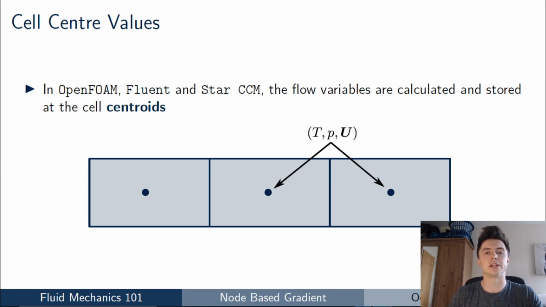So the first thing we need to think about when we're thinking about gradient schemes is a reminder that the majority of mainstream CFD codes, such as OpenFOAM, ANSYS Fluent and StarCCM, calculate and store the flow variables, so velocity, temperature, pressure, at the centroids of the cells, and you can see that in the diagram there. All the information is calculated and stored at the cell centroids.